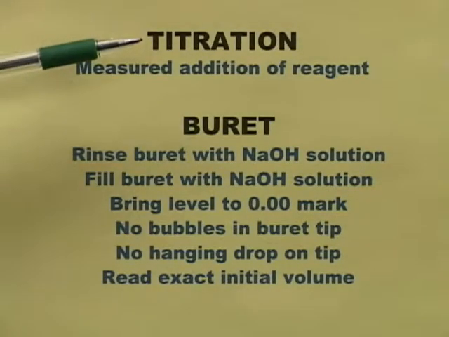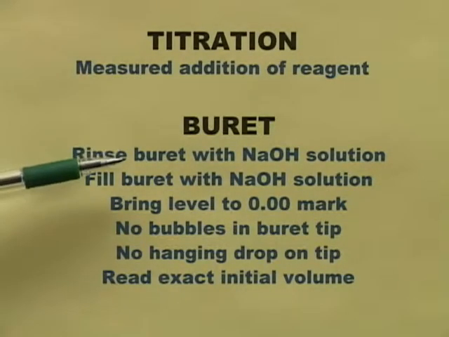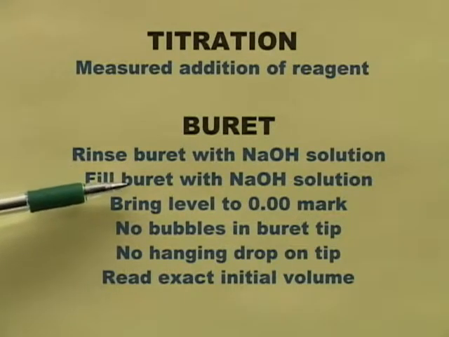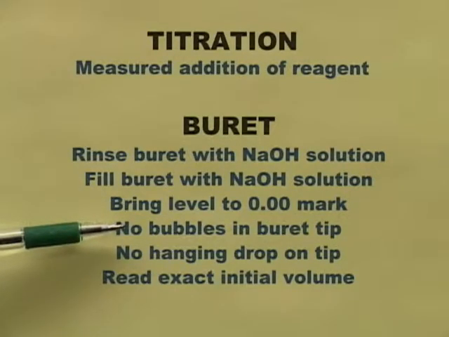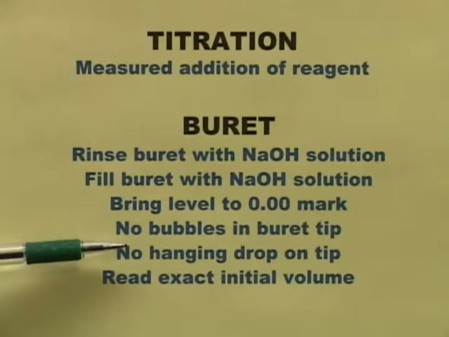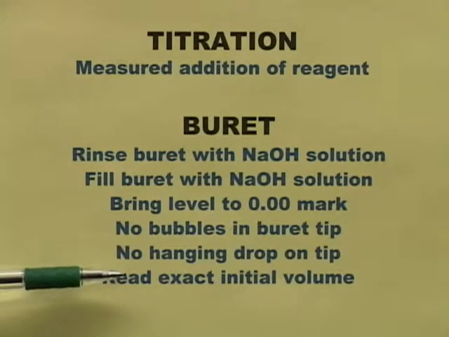The titration will be done with the burette. First rinse and then fill the burette with the sodium hydroxide solution and bring the level at the top to the 0 mark. And then make sure there's no bubbles in the burette tip, no hanging drop on the tip, and then read the exact initial volume.